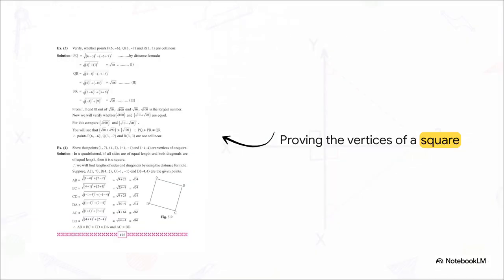Taking a look at figure 5.9 from our textbook, we apply the distance formula a total of 6 times. We do it 4 times for the outer sides, AB, BC, CD, and DA, and we find they are all root 34. Perfect. But then we do it 2 more times for the diagonals, AC and BD, discovering they are both root 68. Because all 4 sides are equal and both diagonals are equal, we've definitively proven that quadrilateral ABCD is indeed a square. This is exactly how thorough we must be.